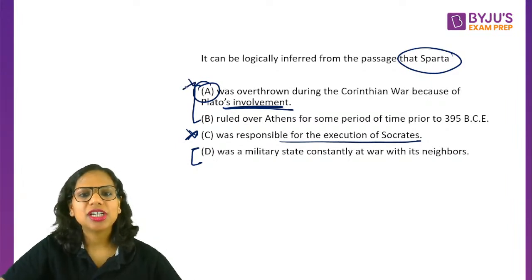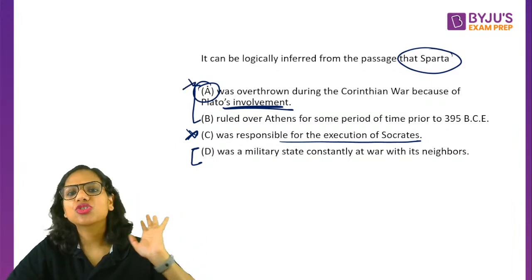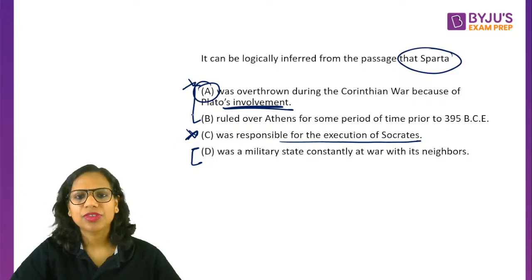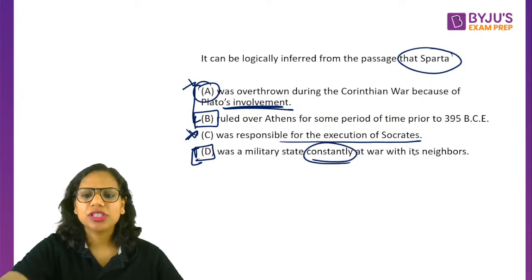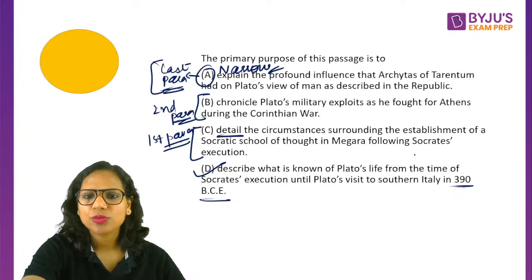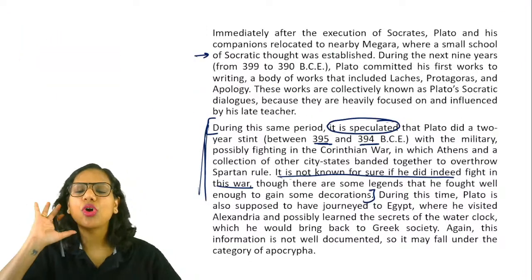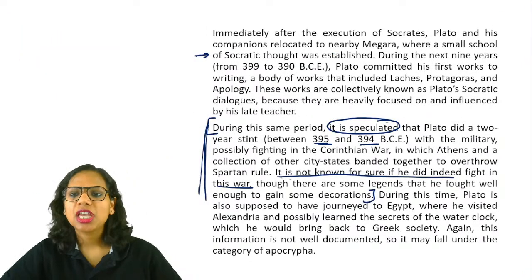A should have been eliminated outright the moment you read that we aren't sure whether he indeed fought in the war. Coming to B and D. It was a military state constantly at war with its neighbors. Can we infer this from the information that is given to us, that it was in constant war with its neighbors?